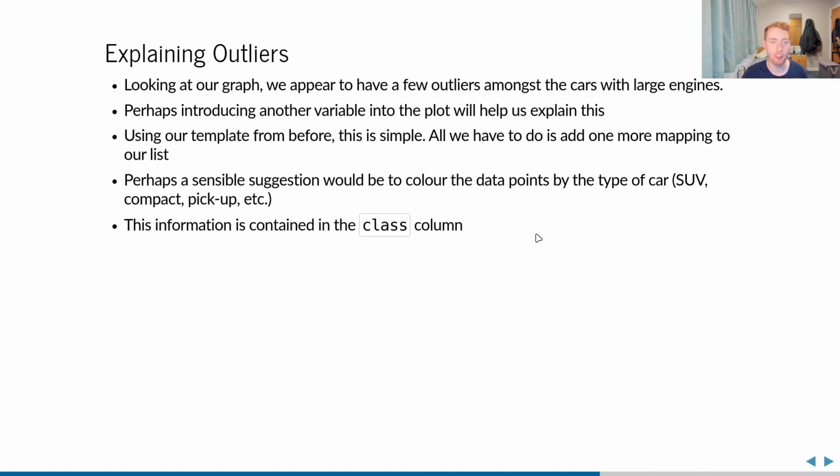And so this is the beauty of ggplot, that adding a new thing like this is as simple as it was adding X and Y aesthetics. We just do the same thing again, but now for a color aesthetic. And so we can use the template we had before, just with one extra thing added. And so a sensible thing to do might be to take the type of car.